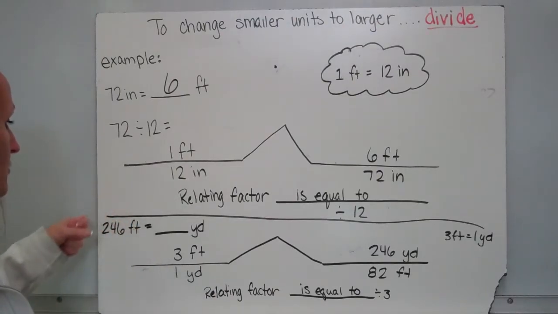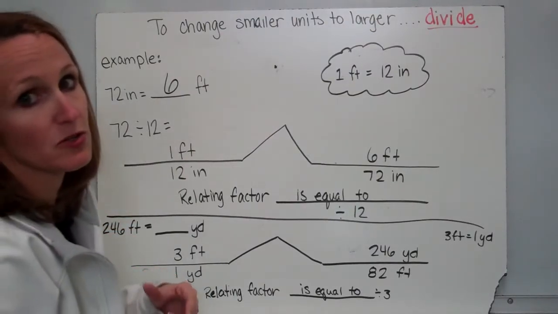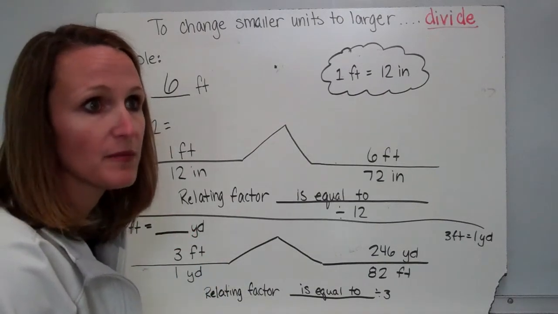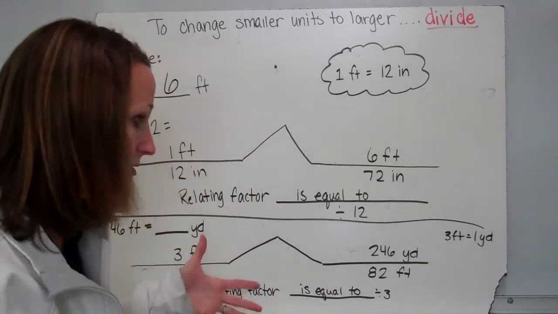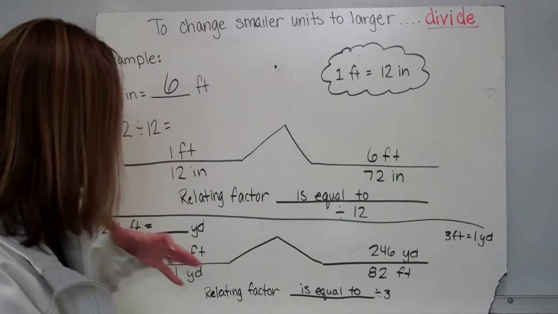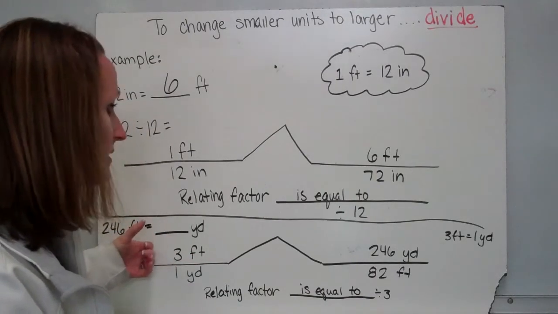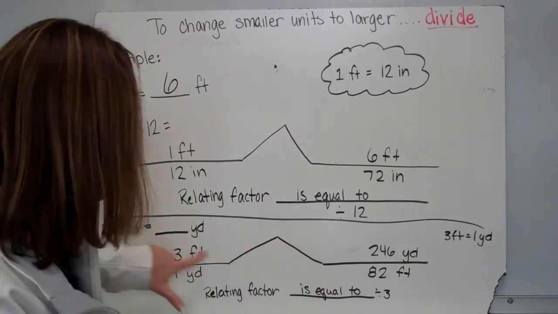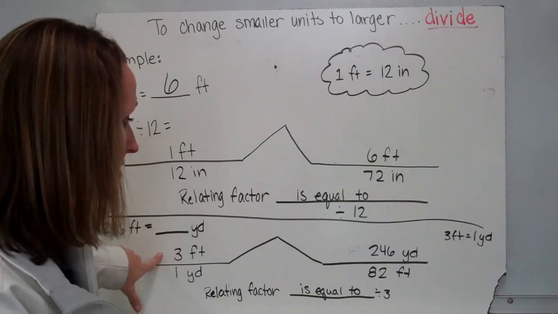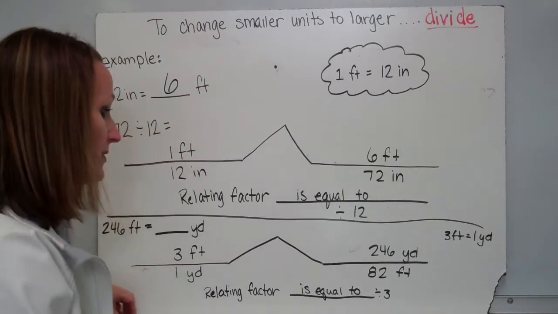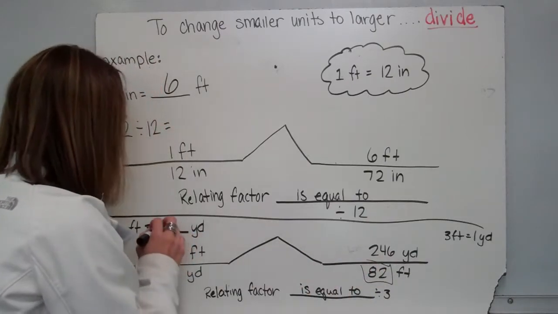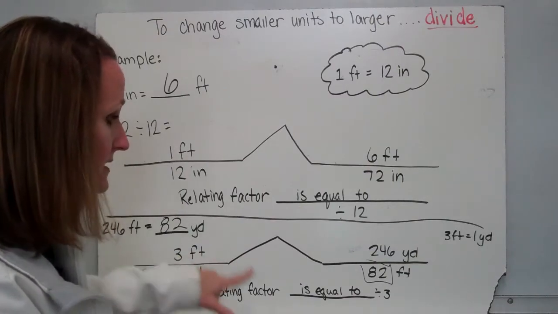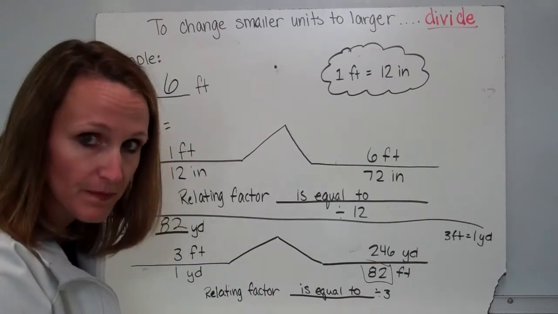So here we have 246 feet. We're converting to yards. Remember, to go from feet to yards, we're dividing by 3 because 1 yardstick is 3 feet long. These are the little things you have to remember. So I'm going to take that yardstick and divide it by 3 feet. For my 246 feet, every 3 feet of it, dividing it by 3, I'm going to find that I have 82 of those yardsticks. My relating factor is that it's equal to dividing by 3.